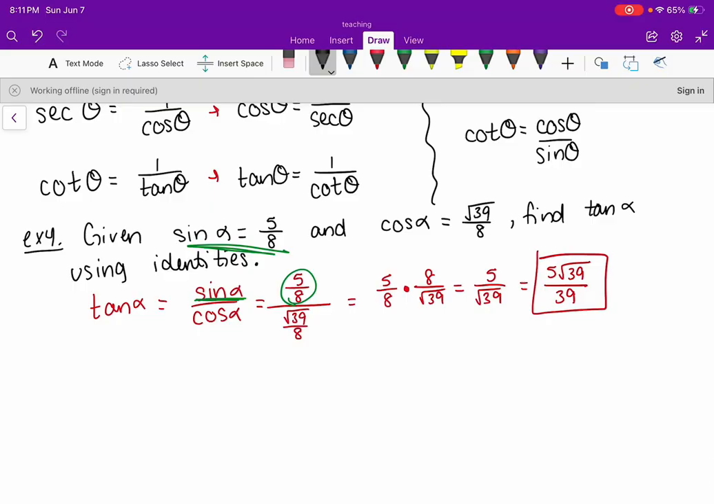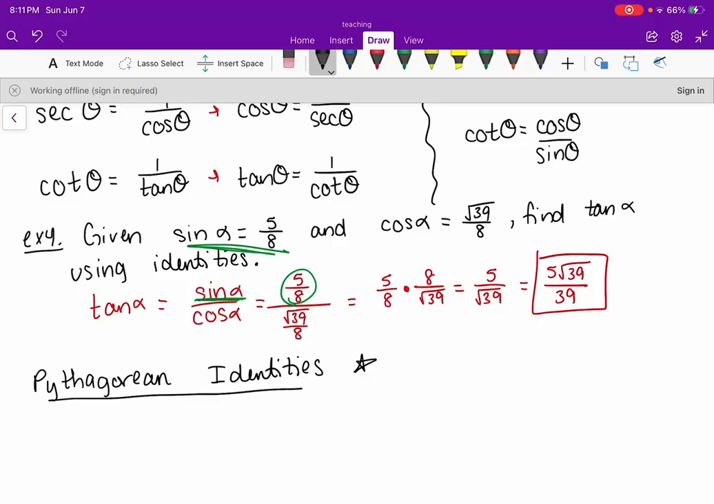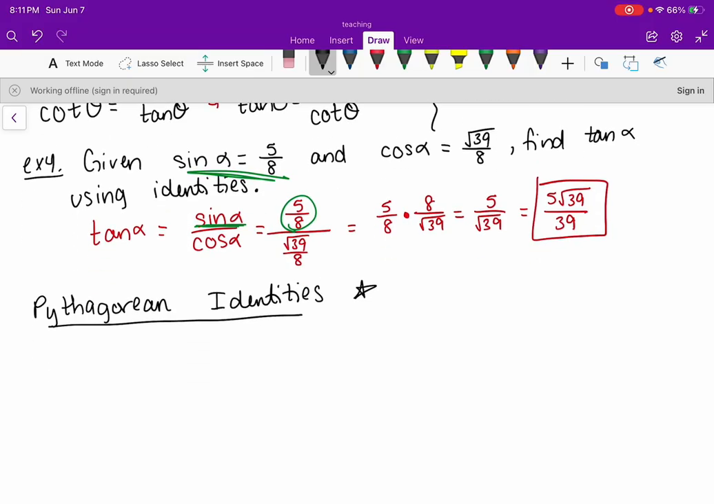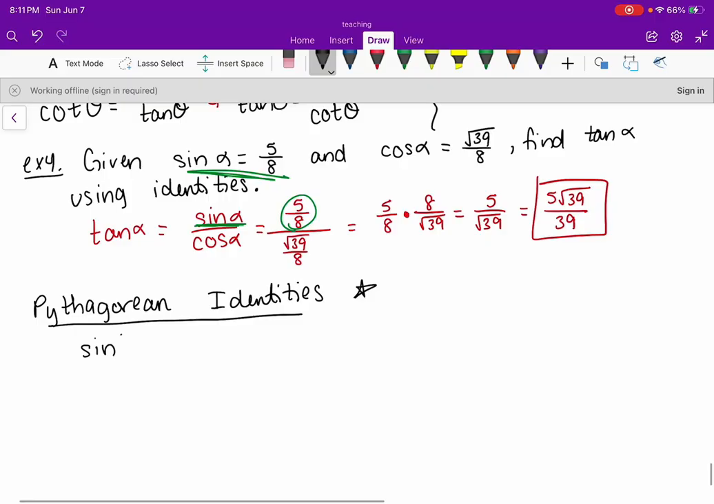I've got a few more identities for you. Our next little subsection of identities is called the Pythagorean identities. These are also very important, and you will have to remember them. Your first one says sine squared of an angle, theta, plus cosine squared of theta is equal to 1.